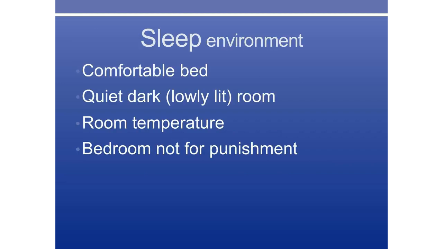Sleep environment, on the other hand, includes a comfortable bed. Many children with sensory issues will like a softer bed, a mattress in which they can sink in. Some of them require a so-called weighted blanket. The room should be quiet and dark, or lightly lit if the child needs some light. Room temperature should be neutral, or many will prefer a cold temperature, even 68 Fahrenheit degrees. And the bedroom should be used only for sleep. Parents should not use the bedroom for punishment, and it shouldn't be the main room where the child spends a lot of time playing or doing other activities.